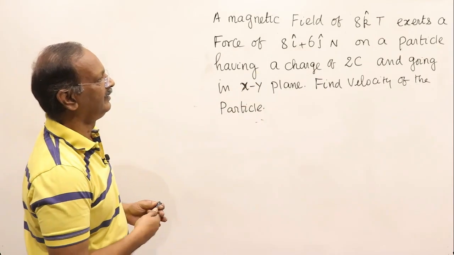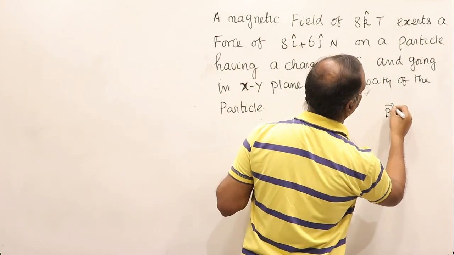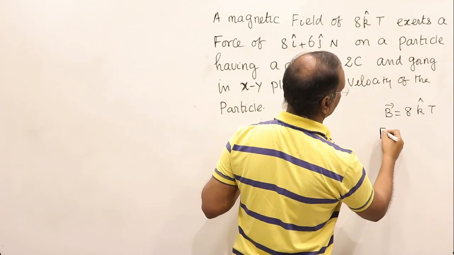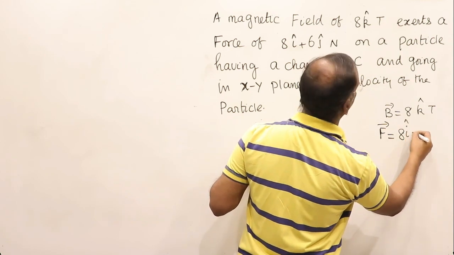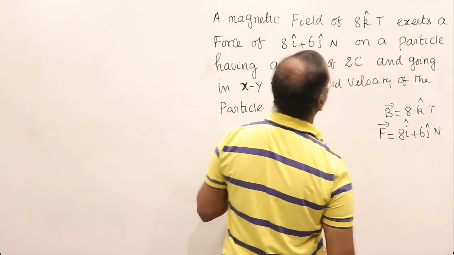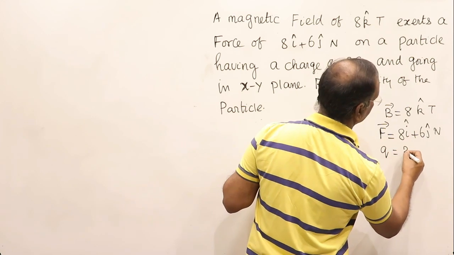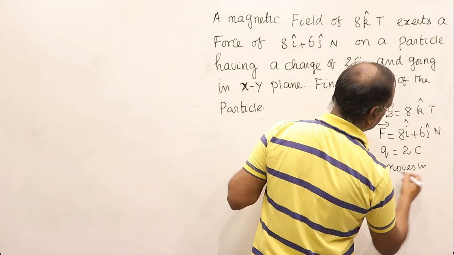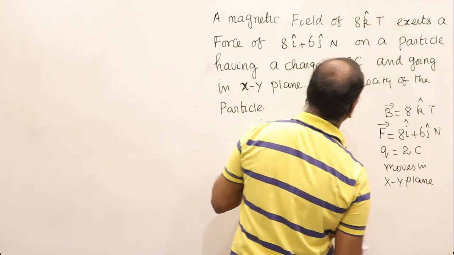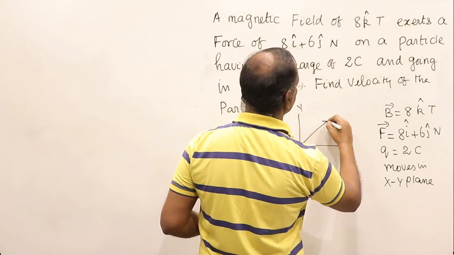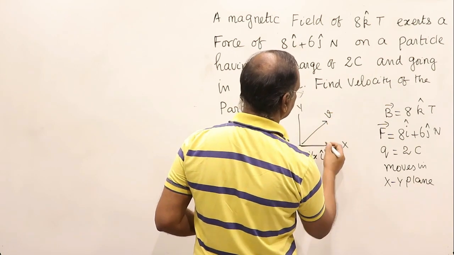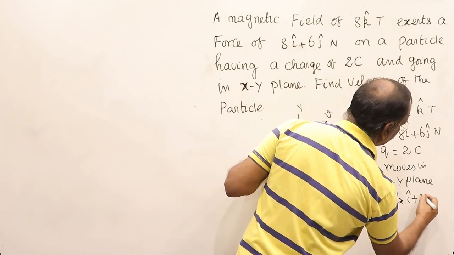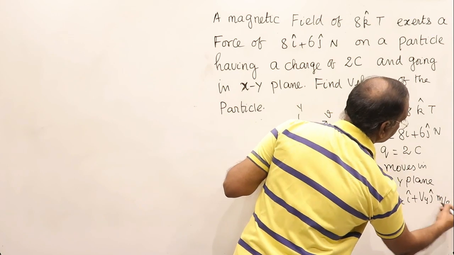A magnetic field of 8 kT. It means it is in the positive z direction. It exerts a force of 8 i cap plus 6 j cap Newton on a particle having charge 2 coulomb and moving in the xy plane. If it is moving in the xy plane, the velocity will have a magnitude in the x direction plus a magnitude in the y direction. So velocity vector is equal to vx i cap plus vy j cap meter per second.